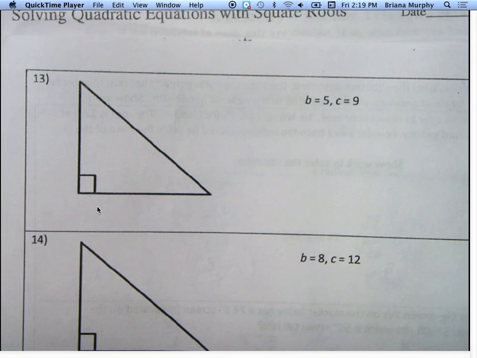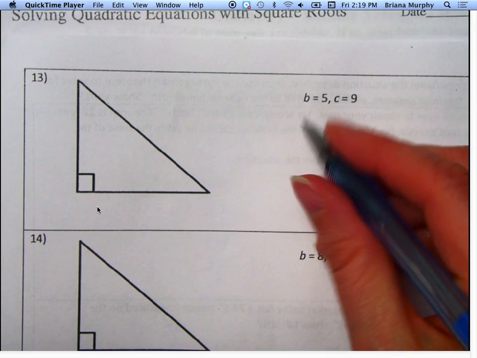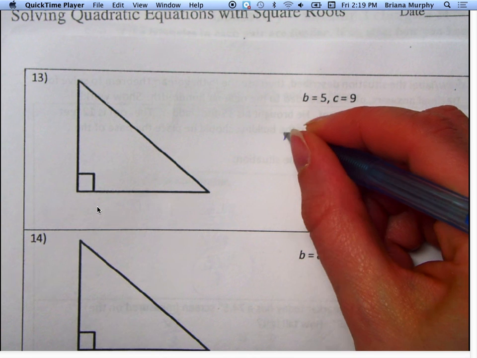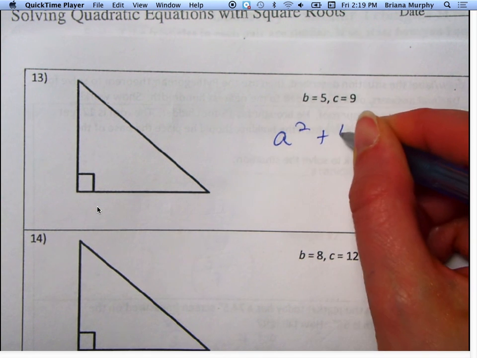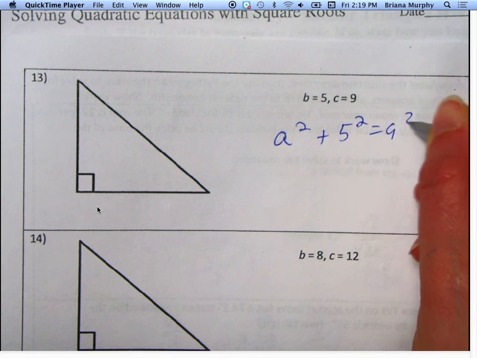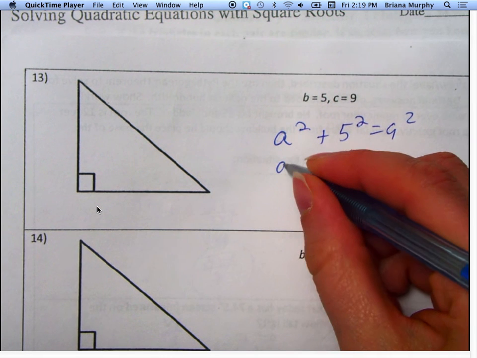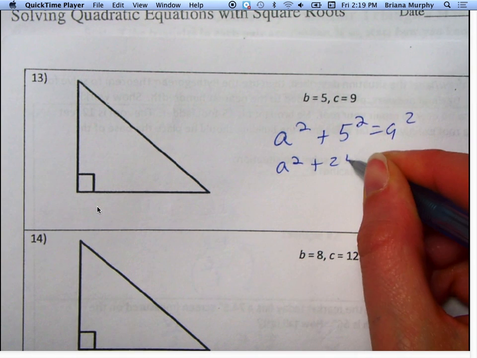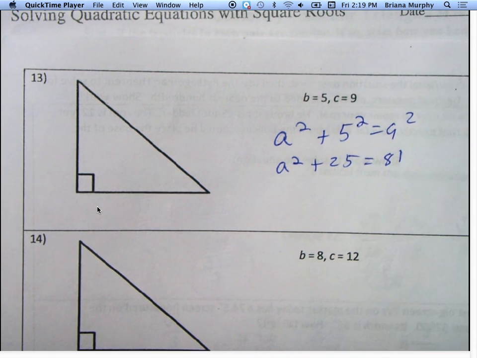Try not to look down. Okay. So for this one, for 13, all you're going to do is a squared plus 5 squared equals 9 squared. That's the big difference. So you get a squared plus 25 equals 81. So far, so good?